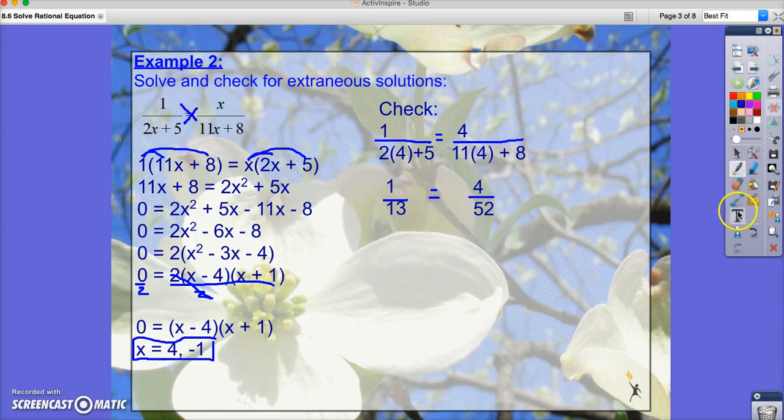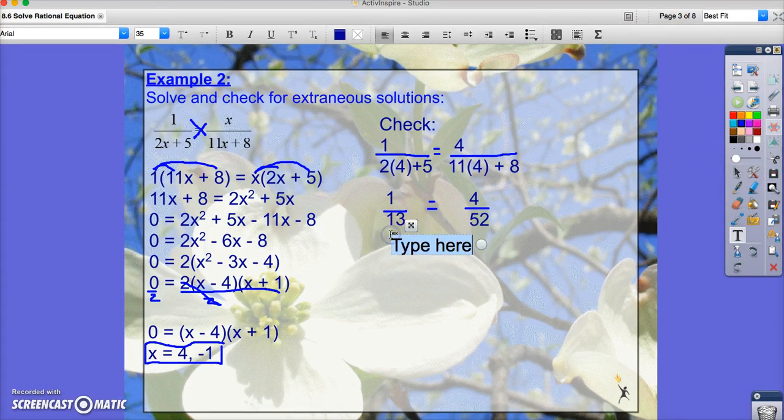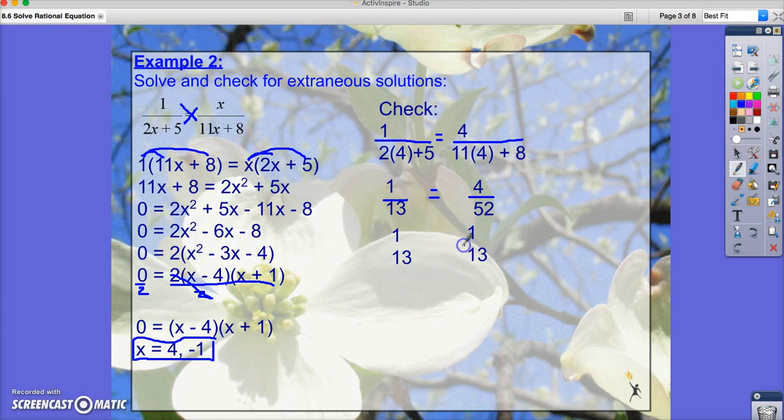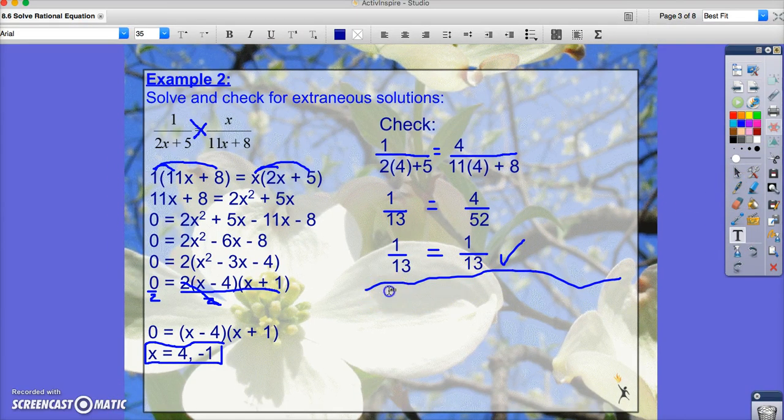There's a common number we could factor out of 4 and 52, right? Both have a 4 in common. 4 divided by 4 is 1. 52 divided by 4 is 13. So actually, this is a true statement, right? 1/13 equals 1/13. All right, so 4 is okay. You don't have to cross it out. Let's try the next one, or the last one, I should say. Plug in your negative 1.